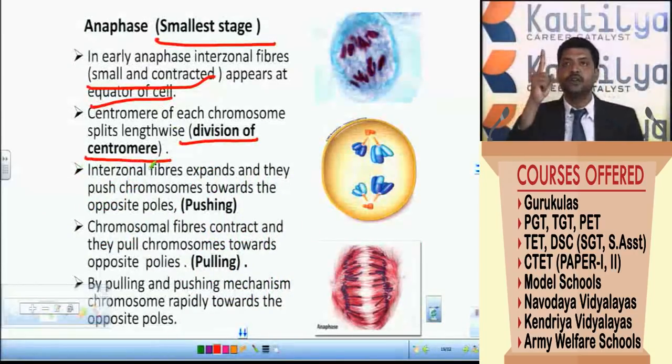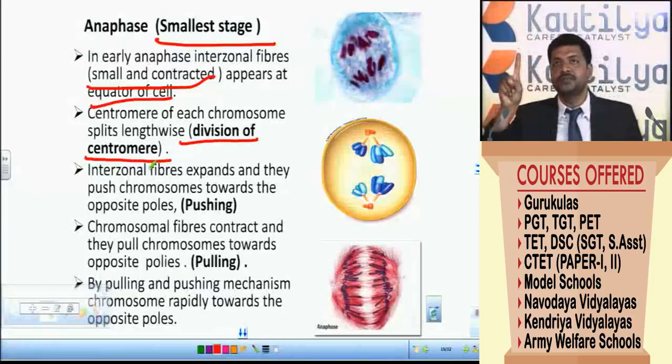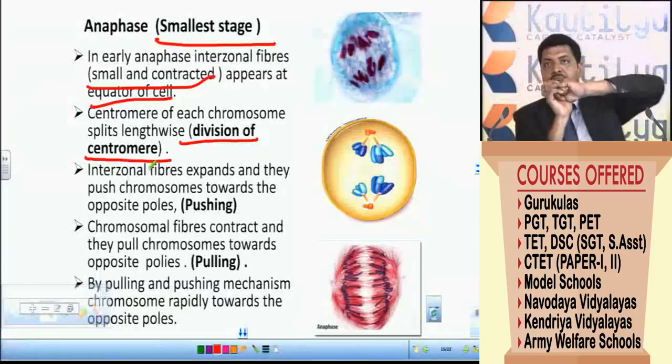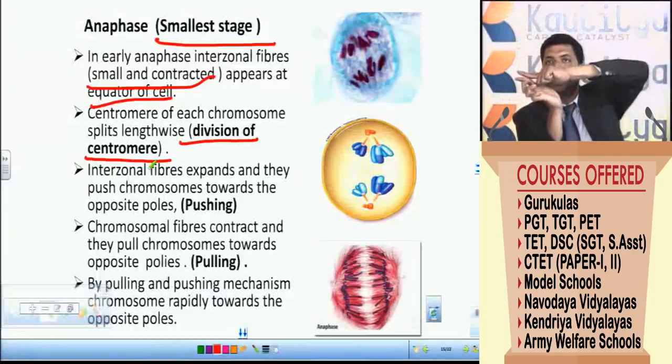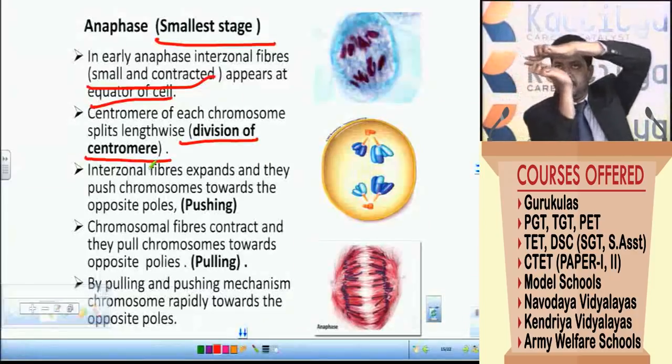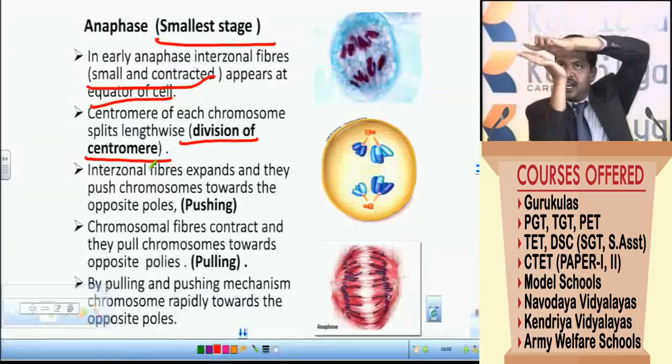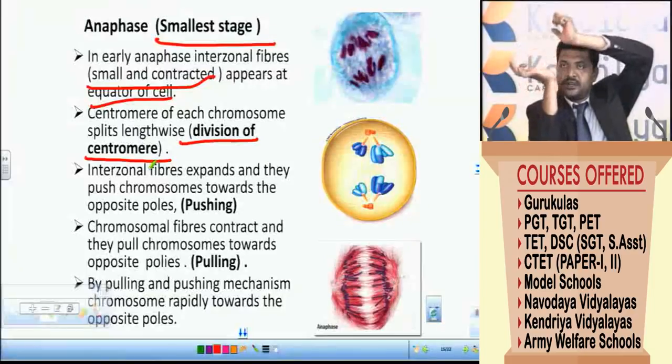So in G1, the chromosome is like this. Dear students, you observe this finger. In G1, the chromosome is like this. In S phase, the chromosome is duplicated. In prophase, it is compacted. And in metaphase, it is lying like this. In anaphase this is separated, and in telophase these are completely separated. What is happening in anaphase? The splitting of the centromere takes place.